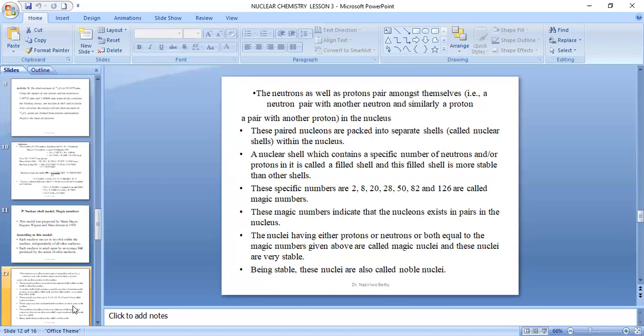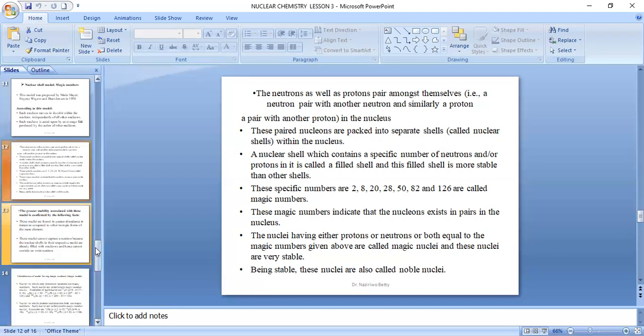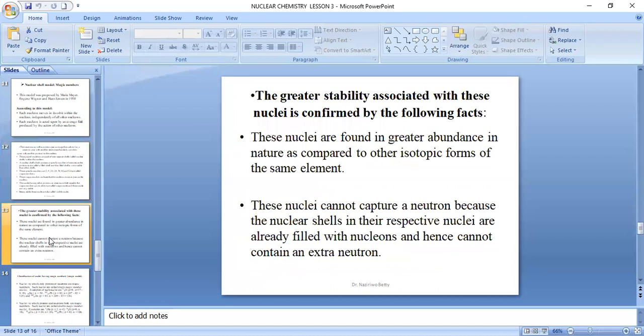Being stable, these nuclei are called noble nuclei. The greater stability associated with these nuclei is confirmed by the following facts. These nuclei are found in great abundance in nature as compared to other isotopic forms of the same element. And these nuclei cannot capture neutrons because their nuclear shells are already filled with the nucleons and hence cannot contain an extra neutron. You know they are always paired.